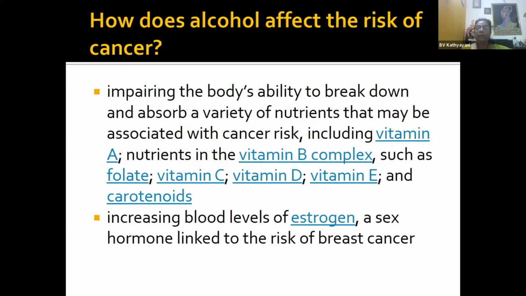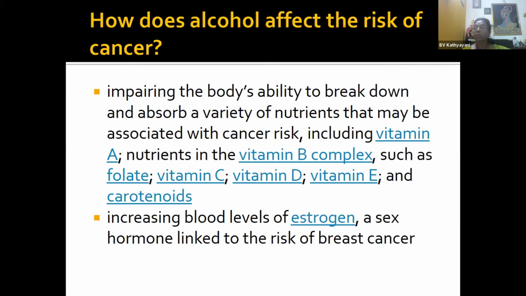It impairs the body's ability to break down and absorb a variety of nutrients. You may say, I'm taking alcohol but also a very nutritious diet, but alcohol interferes. When you take alcohol, it prevents absorption of a variety of nutrients that may be associated with cancer risk, including vitamin A, nutrients in the vitamin B complex such as folate, vitamin C, vitamin D, vitamin E, and carotenoids.